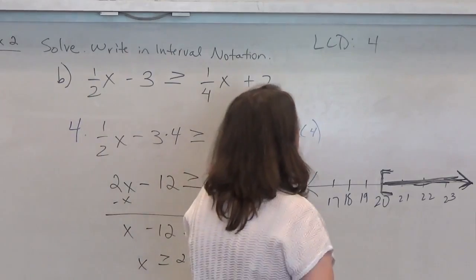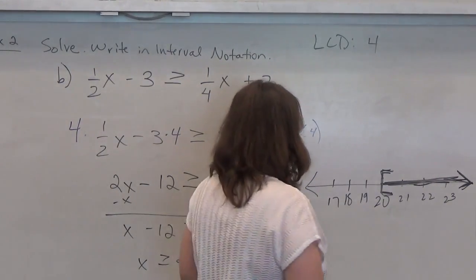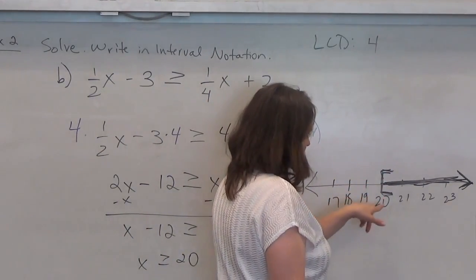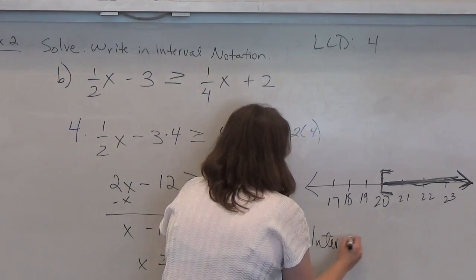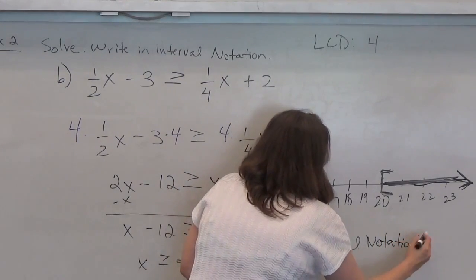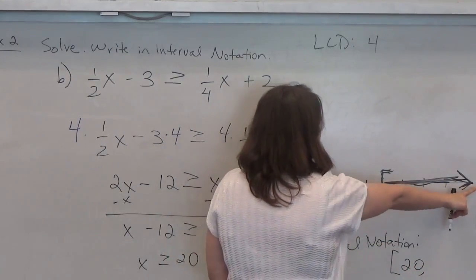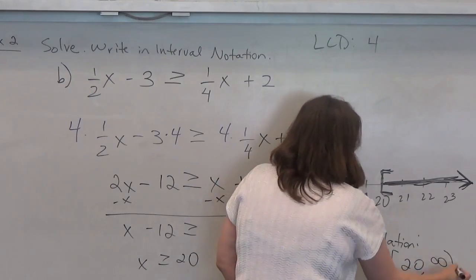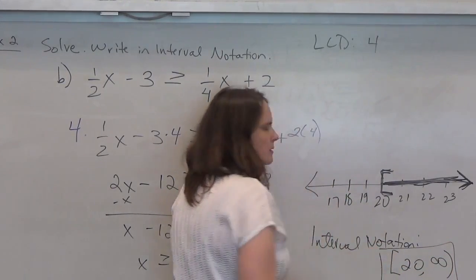So this is the graph, and now to give the answer in interval notation, I'm just going to say that my graph starts at 20, and I've got the square bracket at 20, so my interval notation needs to start with square bracket 20. So square bracket 20, comma. How far does my graph go? It goes out to positive infinity, and I know that I always put round parentheses with infinity symbols. So this is my interval notation. Square bracket 20, comma, positive infinity.